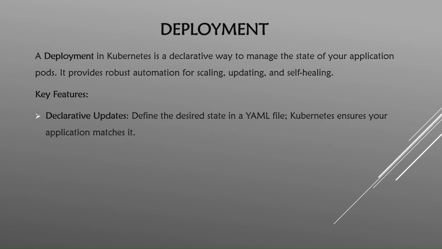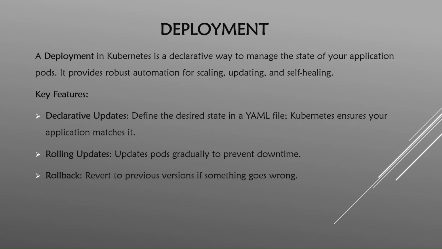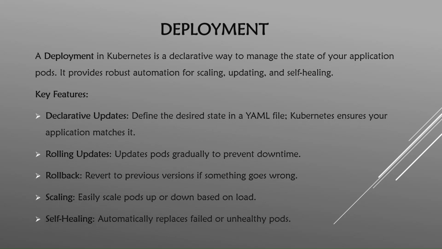In the YAML file it defines all the things. Kubernetes ensures your application matches it. Rolling updates update pods gradually to prevent downtime. Rollback reverts to the previous version if something goes wrong. Scaling, easily scale pods up or down based on the load. Self-healing, automatically heals the pods. So these are the deployment features.